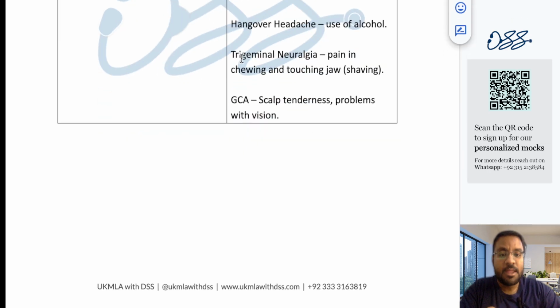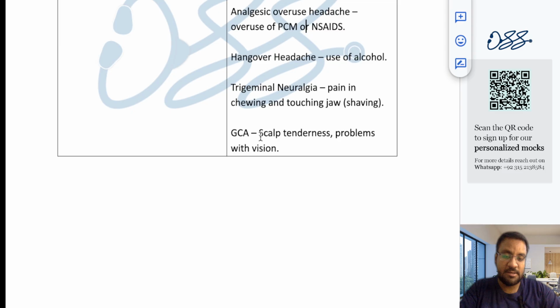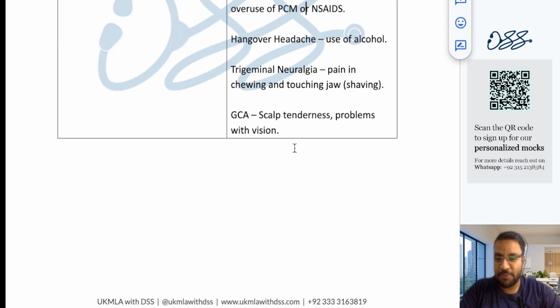Then trigeminal neuralgia. This is something that you pick up on the aggravating factor: does it increase on chewing, or does it increase on touching your jaw? Then we have got GCA. You're going to ask, is there any tenderness in your scalp? By any chance, are you having any problems with the vision as well?